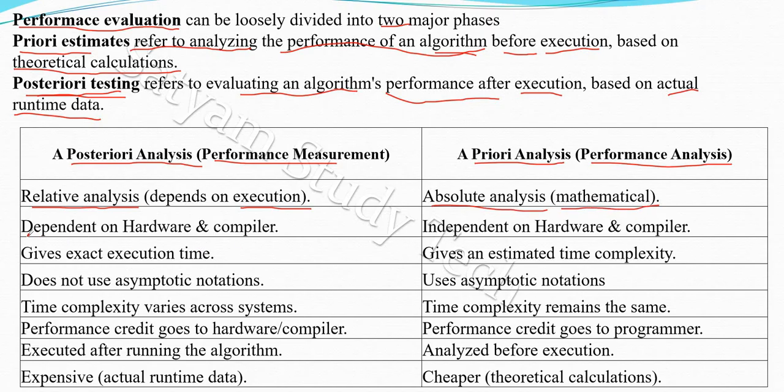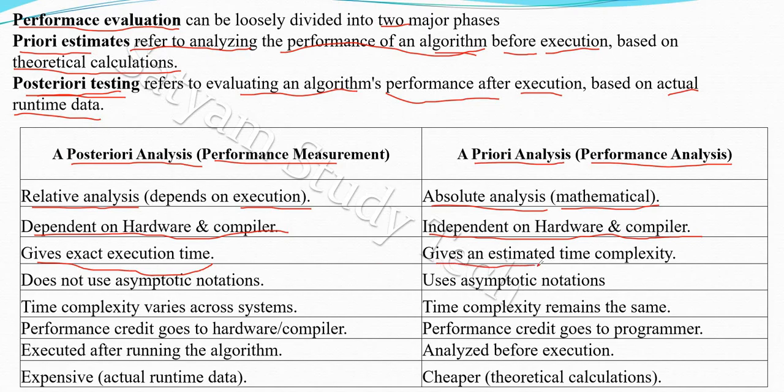In posteriori analysis you write the program, and that program depends on hardware and compiler. But priori analysis is on an algorithm, so it does not depend on any hardware or compiler. It is independent of hardware and compiler. The posteriori analysis gives the exact execution time. It can take 10 minutes, or 10 seconds, or 10 milliseconds; you can get the exact time in the program.